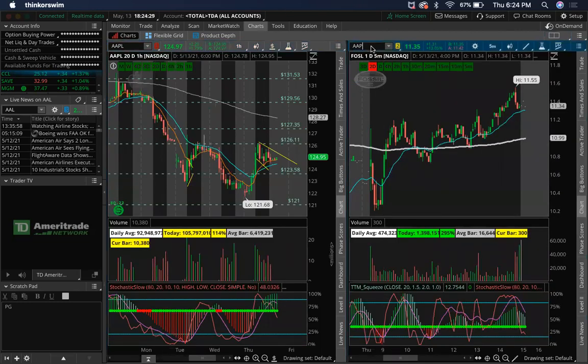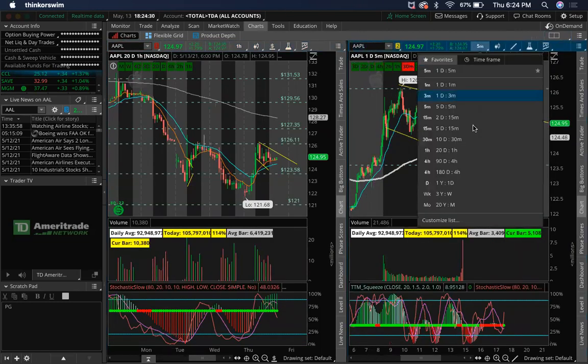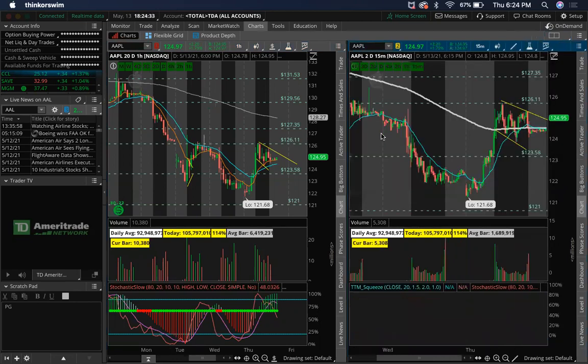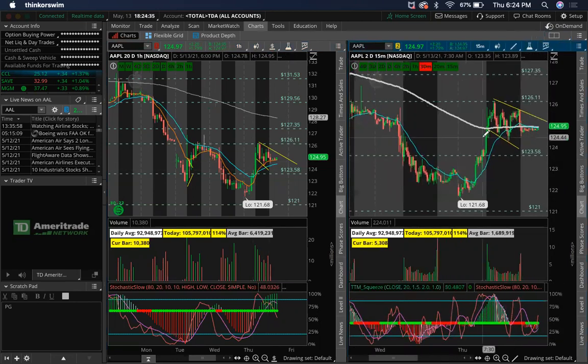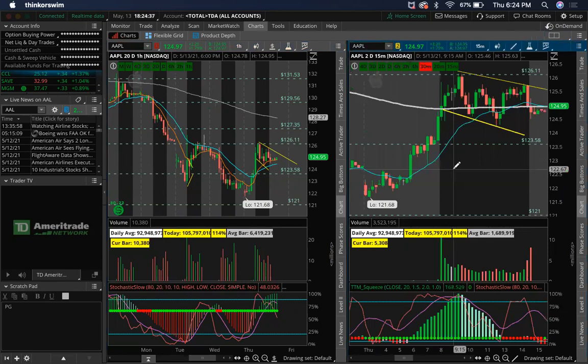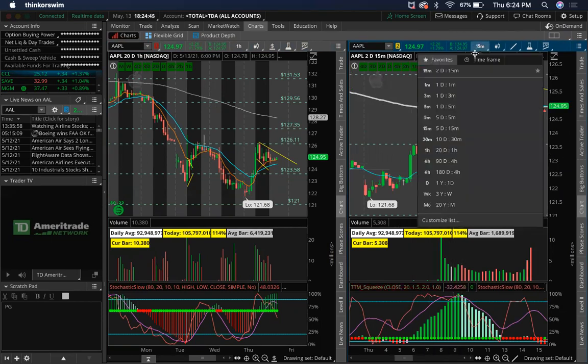I'm not on my big screen. I might have my 1 hour and my 15 minute up, making sure that Apple isn't making any patterns that are going against me. That's another thing I use for stop losses: patterns.